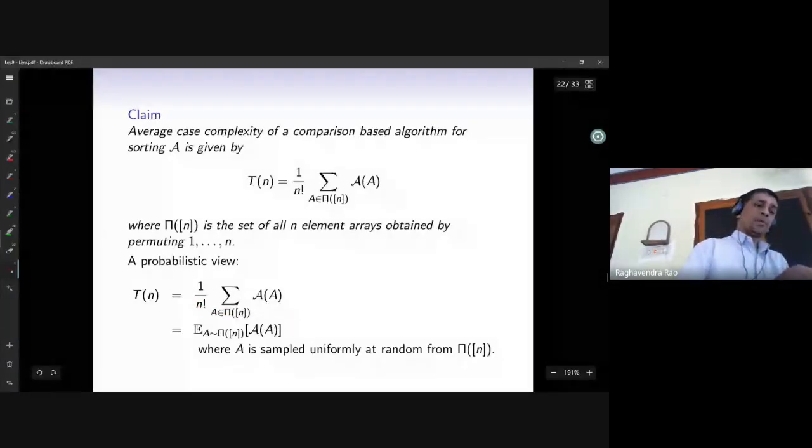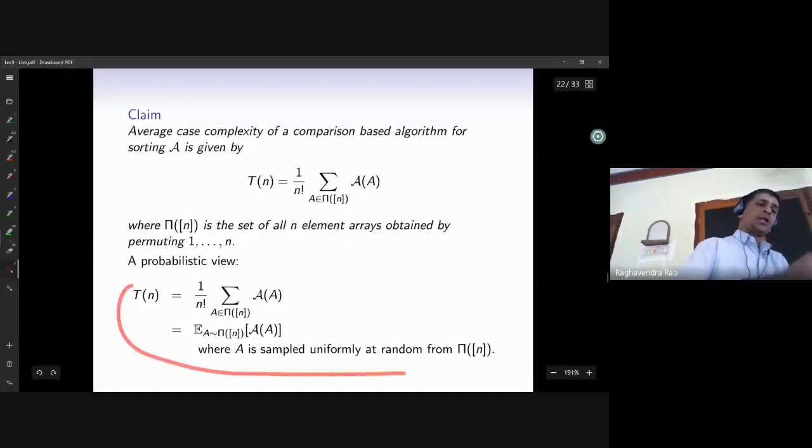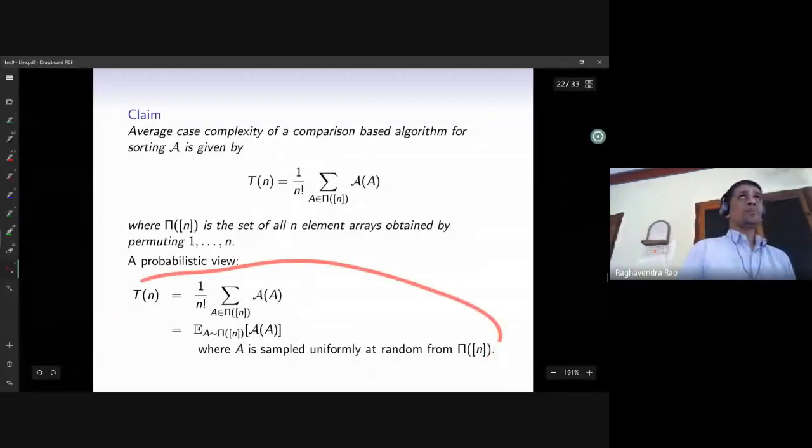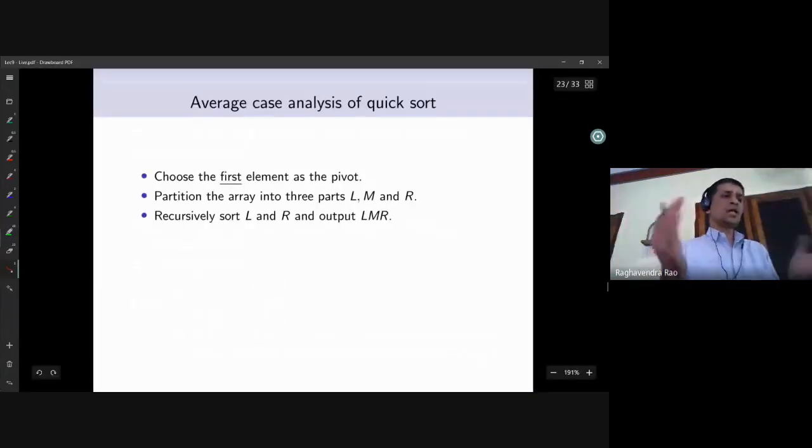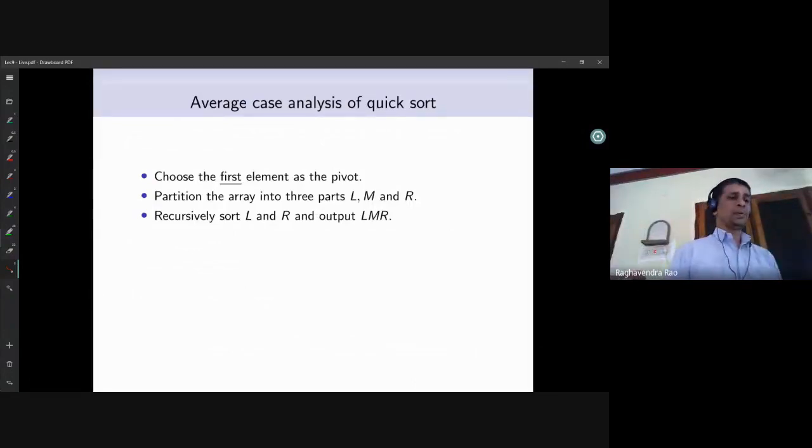So you can take a probabilistic view. You can imagine you're running your favorite version of quicksort on a random array, that is, a random permutation of 1 to n. That is the imagination that we are going to take. Like one of you asked, we are going to fix the quicksort. This is our choice, and it really does not matter, so I'll just take the simplest version first.